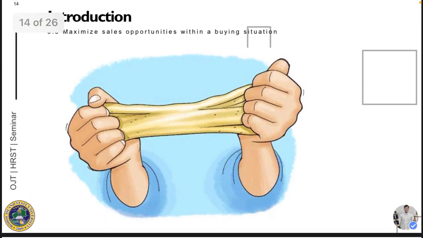Next, let's proceed to maximize sales opportunities within a buying situation. Just like in this picture, he stretches out, I think it is a t-shirt or a rug. He stretched it out. That's what we also need to apply. We need to maximize the sales opportunity. If there's an opportunity, we need to make use of it.